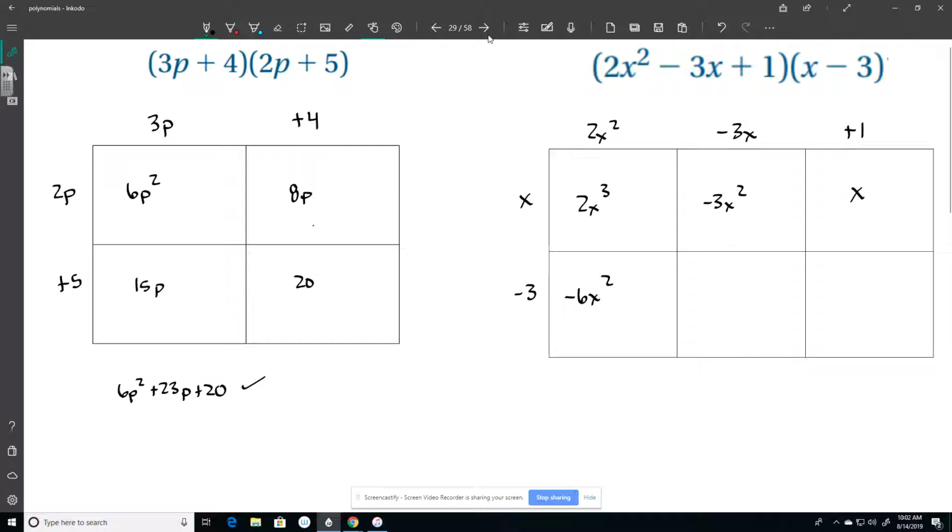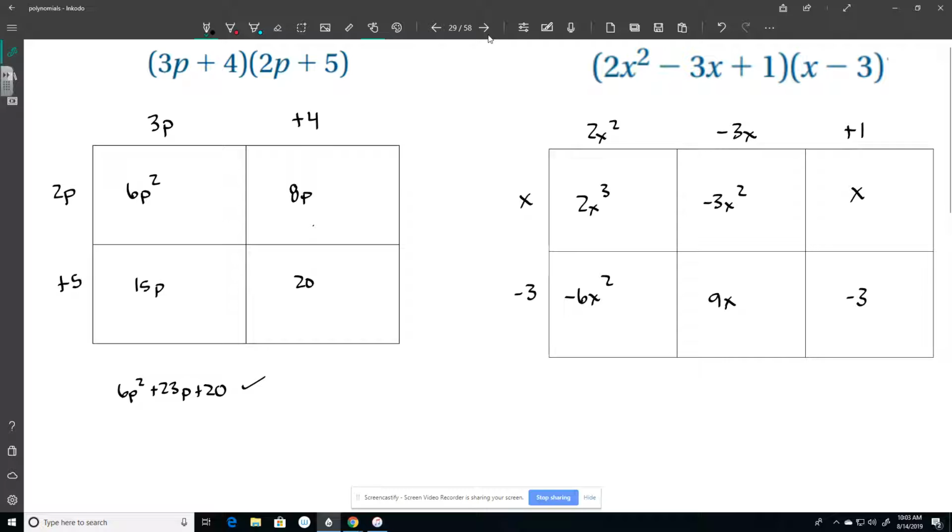Be really careful of that negative sign. Negative 3 times negative 3x is positive 9x. And negative 3 times 1 is a negative 3. I look for like terms. I'll give you a hint. They're usually at diagonals from each other.